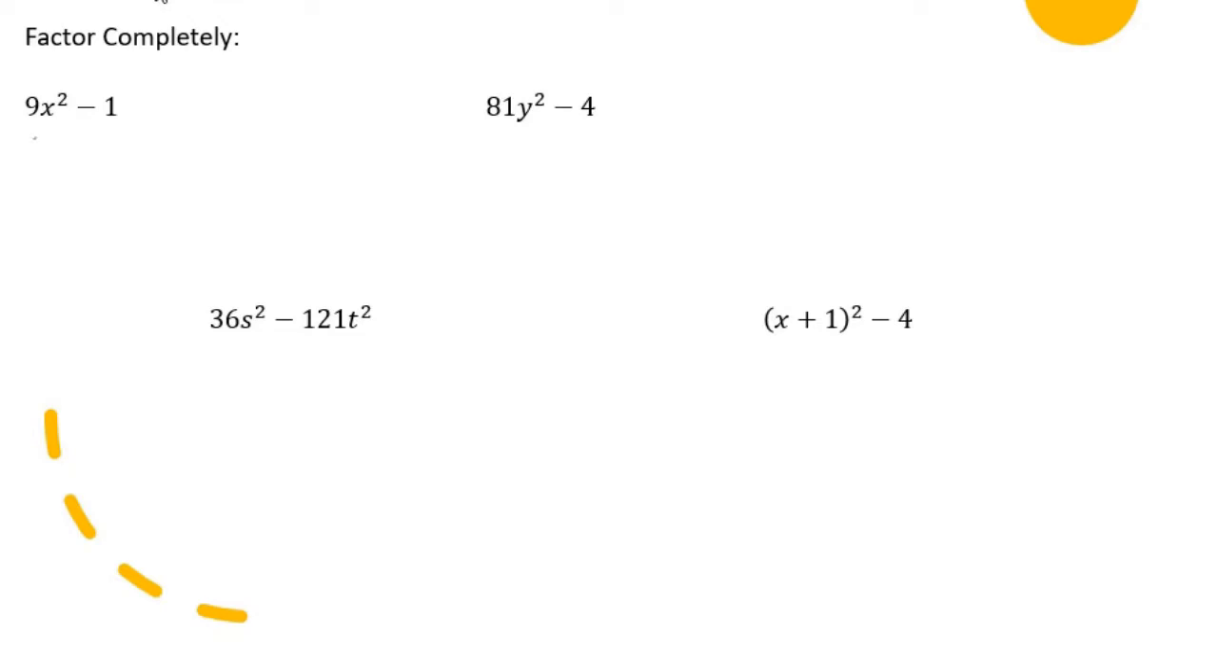Let's look at the first one, 9x squared minus 1. Is 9x squared a perfect square? Yep, its square root is 3x. But is 1 a perfect square? Absolutely.